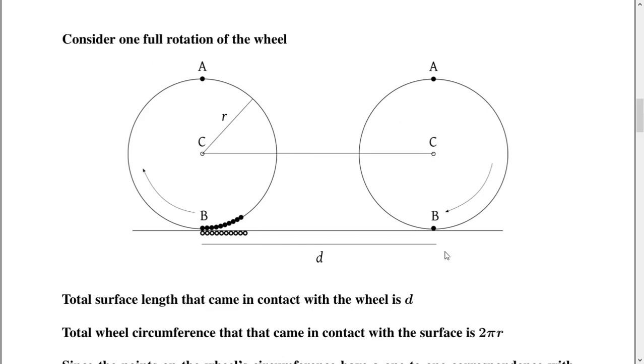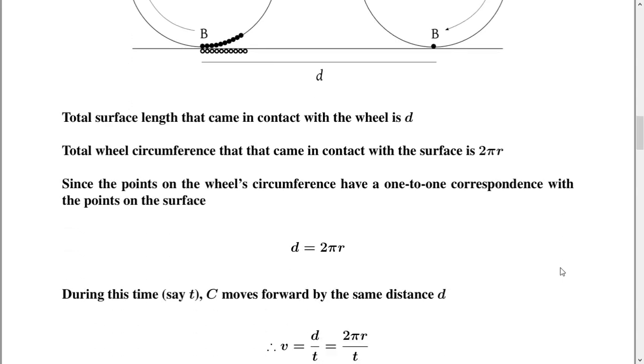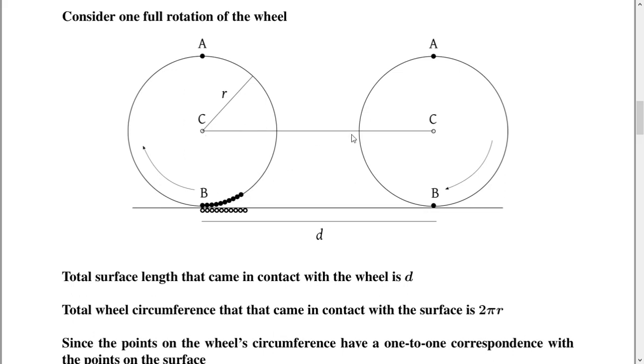So the surface length that came in contact with the wheel is D and the wheel circumference that came in contact with the surface is 2 pi r. Now since there is a 1-to-1 correspondence between the points on the wheel and the surface, there is one point on the wheel for every point on the surface, and so D must be equal to 2 pi r, right? Now during the same time, C also has moved by a distance of D, because here also C is on top of B, here too C is on top of B. So this displacement is D.